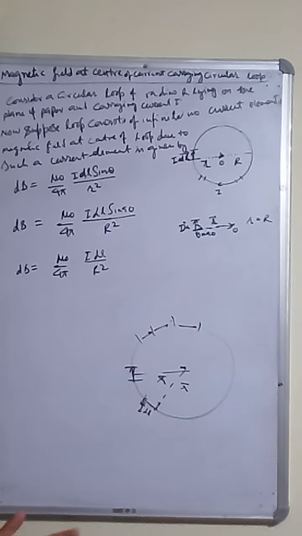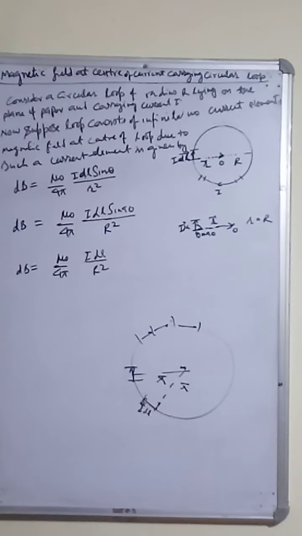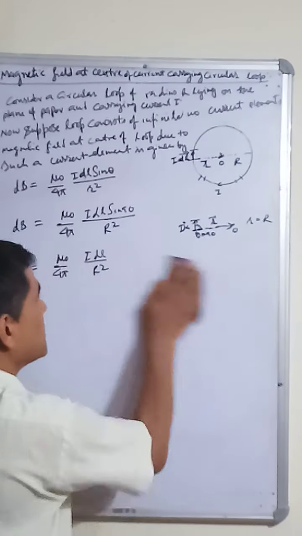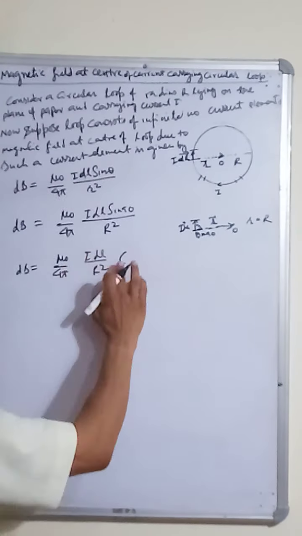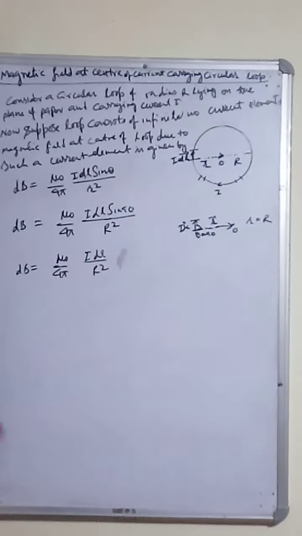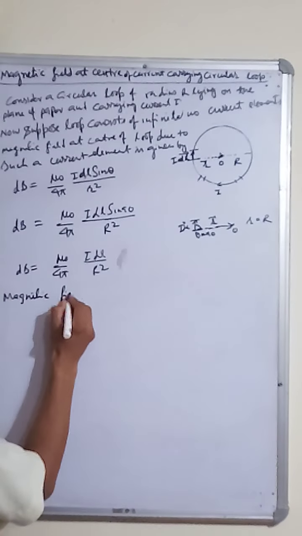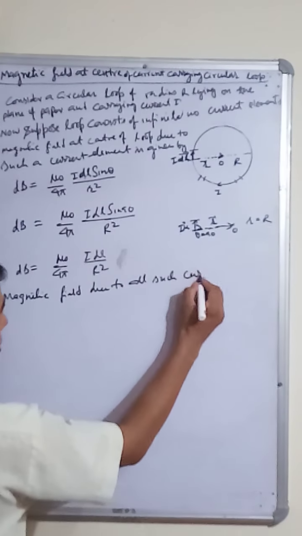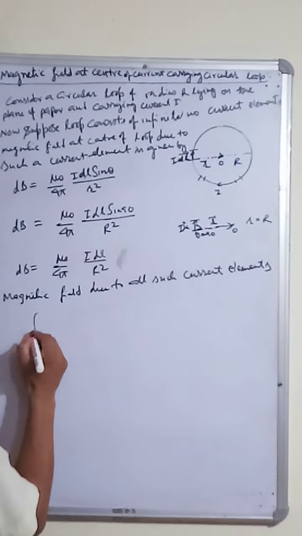dB is a vector. We also have to see the direction; without knowing the direction, we cannot add the magnetic field due to all current elements. The direction because of all elements will be perpendicularly inward. Because the direction of all vectors is perpendicular inward, we can add them. Now the magnetic field due to all such current elements, we integrate both sides.